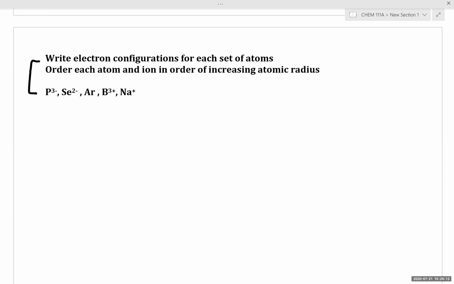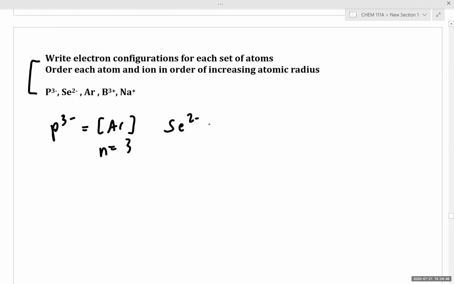Okay, so let's discuss this example. The responses I see in the chat look great. So first things first, I need to write my configuration, so I need to get out my periodic table. Phosphorus 3- has the configuration of argon. So N is equal to 3 since argon is in the third row.